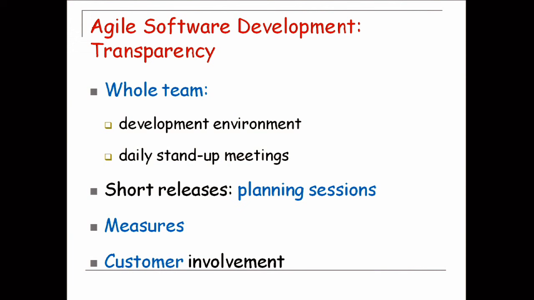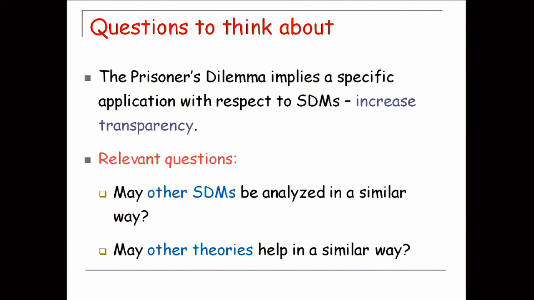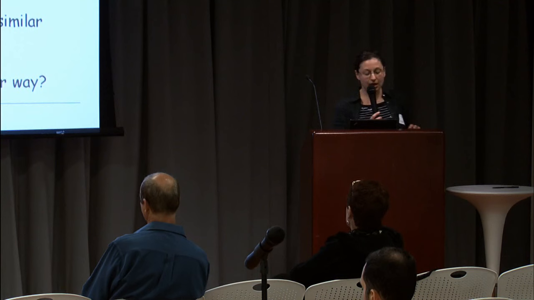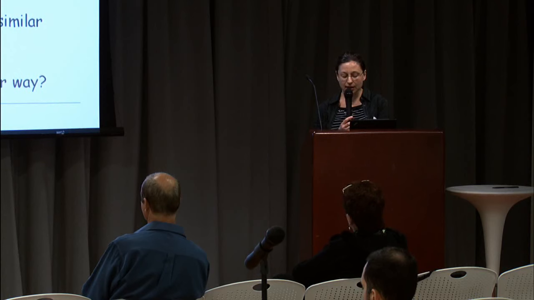And if you want to think about it more, you can think about the following questions. Maybe other software development methods can be analyzed in a similar way. And maybe other theories from game theory, from behavioral sciences, from other fields can help us in understanding how to improve software processes. Okay, we are moving to the next part. It's about abstraction.